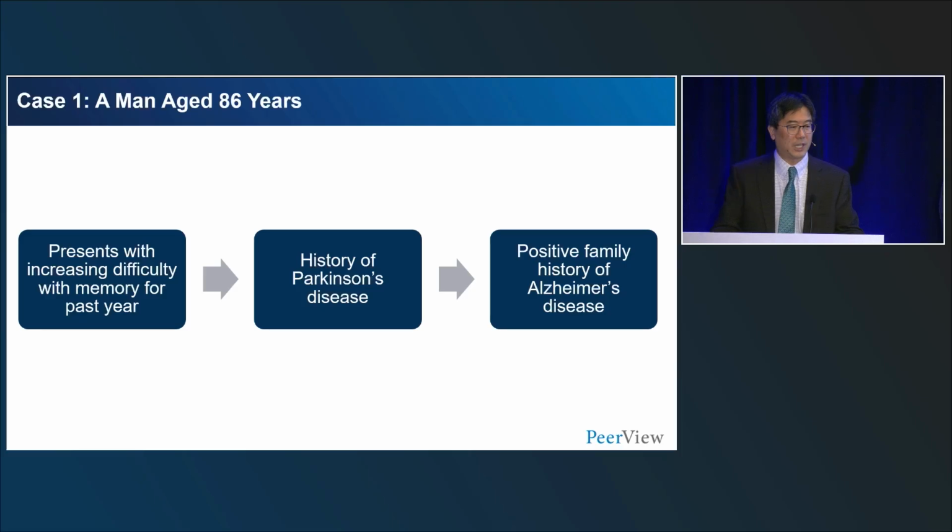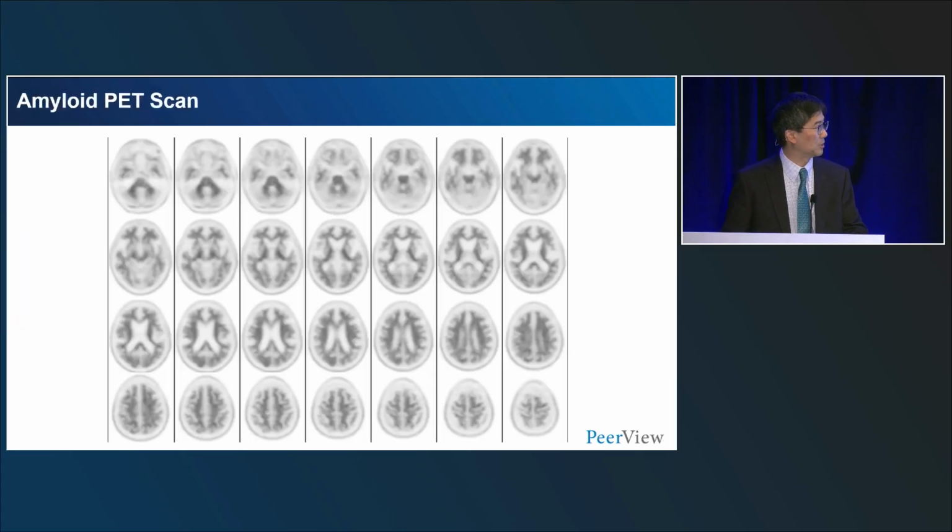All right, first case. We have a man who is 86 years old. He presents with increasing difficulty with memory for about a past year, so pretty recent. He also has a little bit more of a complicated history of another neurodegenerative disease, Parkinson's disease. Had that for a few years. You can develop a Parkinsonian dementia, but that usually happens years and years after your diagnosis. Additionally complicating, he has a positive family history of Alzheimer's disease. So reasons to be concerned, but also reasons that the symptoms may not even be due to Alzheimer's disease.